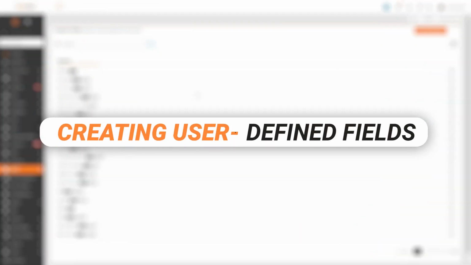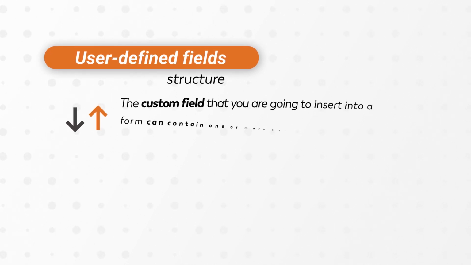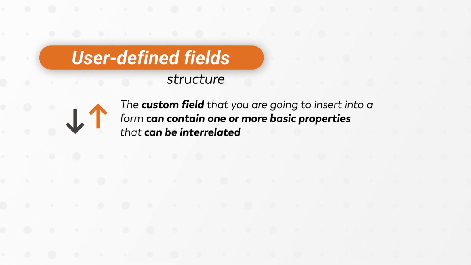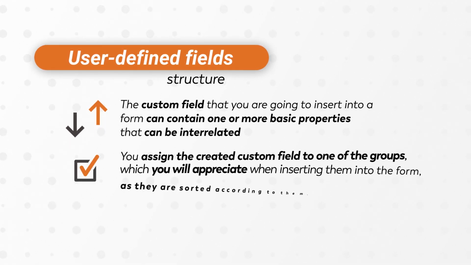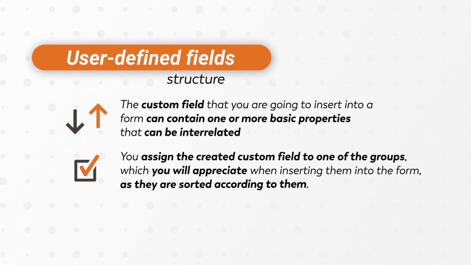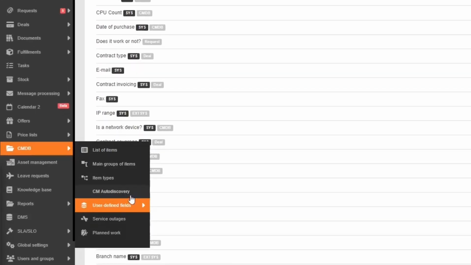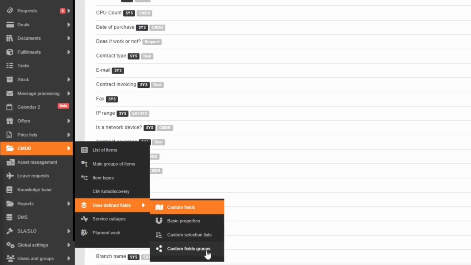Creating user-defined fields. To explain the creation of user-defined fields, it is necessary to explain their structure. The custom field that you are going to insert into a form can contain one or more basic properties that can be interrelated. You assign the created custom field to one of the groups, which you will appreciate when inserting them into the form as they are sorted according to them. You can edit the list of custom fields groups through the main menu of the configuration database, user-defined fields, custom fields groups according to your needs.